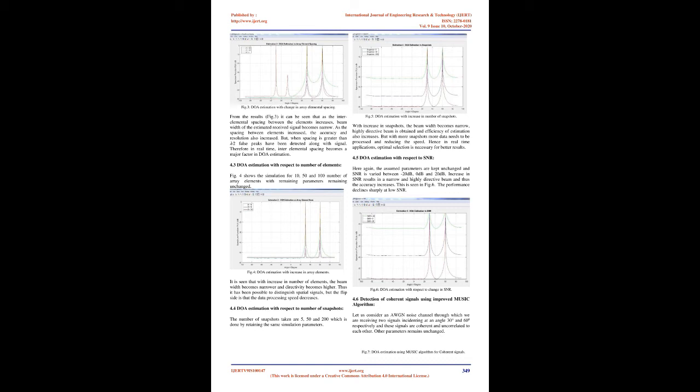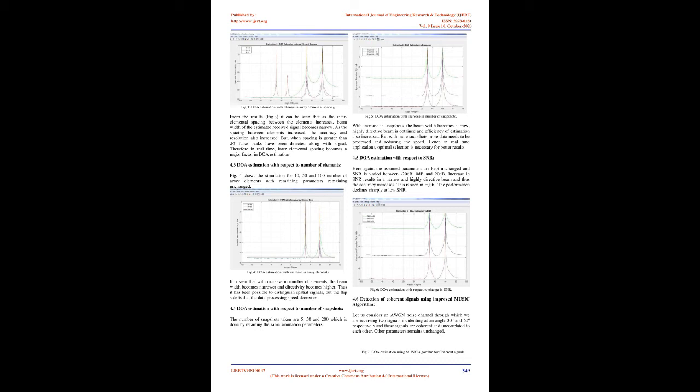From the results, Fig. 3, it can be seen that as the inter-elemental spacing between the elements increases, the beamwidth of the estimated received signal becomes narrow. As the spacing between elements increases, the accuracy and resolution also increase. But when the spacing is greater than λ/2, false peaks are detected along with the signal. Therefore, in real time, inter-elemental spacing becomes a major factor in DOA estimation.